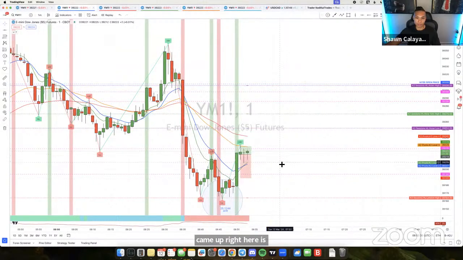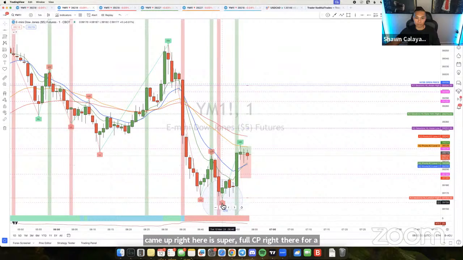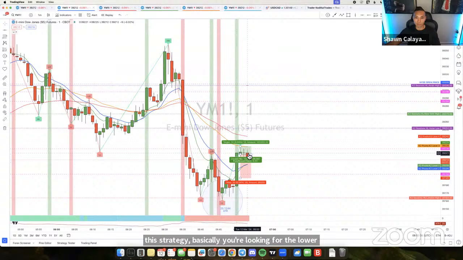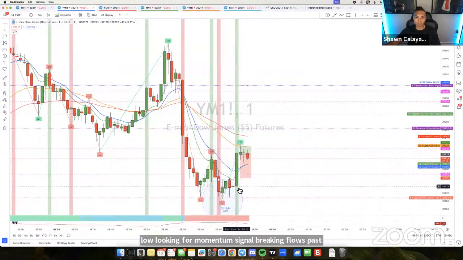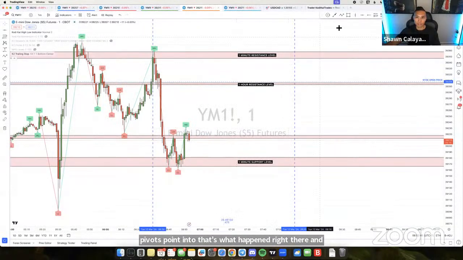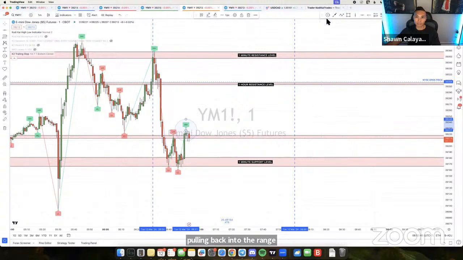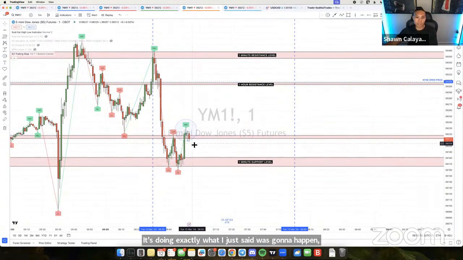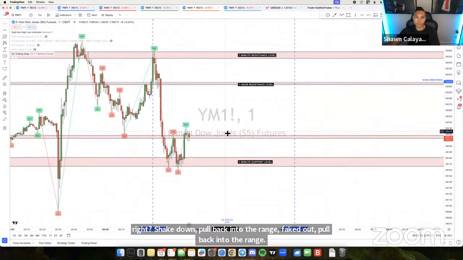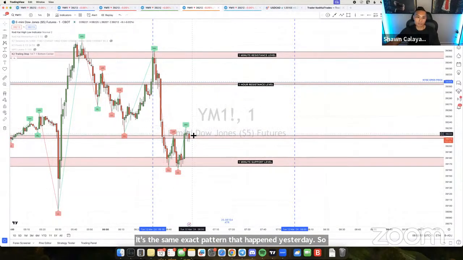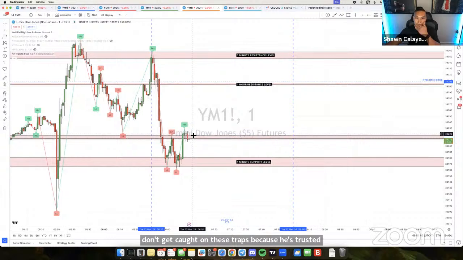If you guys are not familiar with this strategy, basically you're looking for the lower low, looking for a momentum signal, break and close past pivots 1 and 2. That's what happened right there, and it pushed right up to a full TP. And you can see price is pulling back into the range. It's doing exactly what I just said was going to happen, right? Faked out, pull back into the range, faked out, pull back into the range. It's the same exact pattern that happened yesterday. So don't get caught in these traps, because these traps have been set up since yesterday.